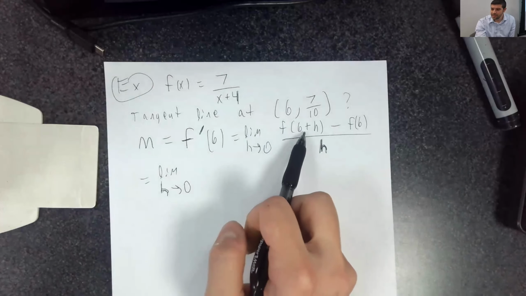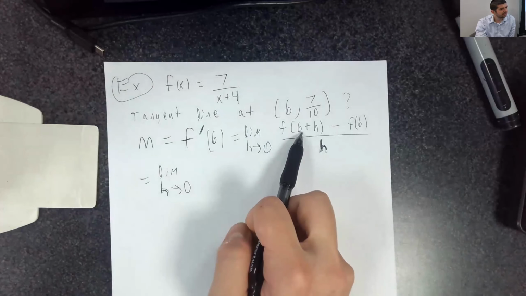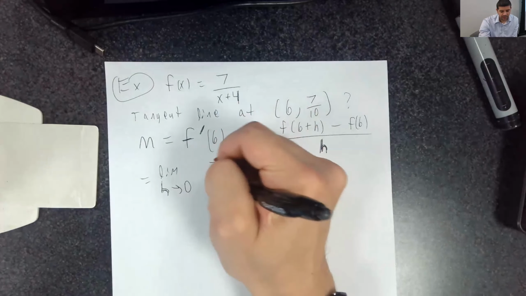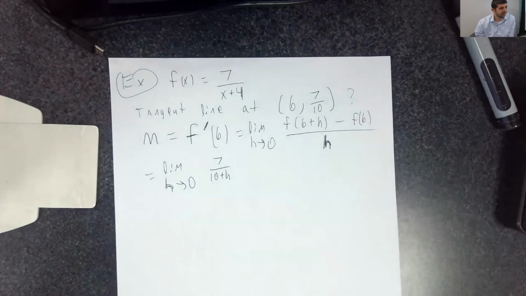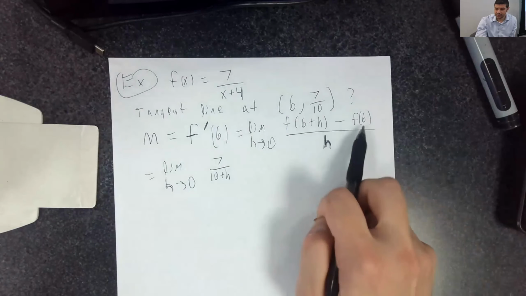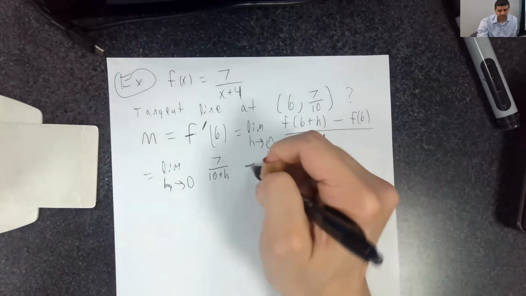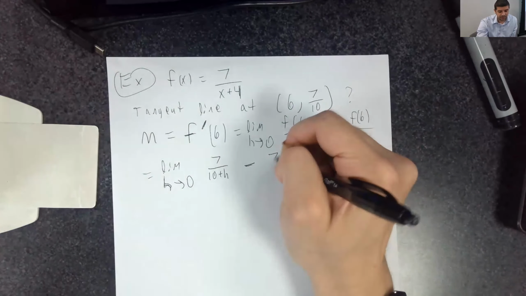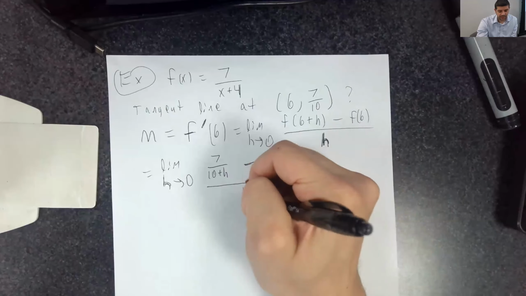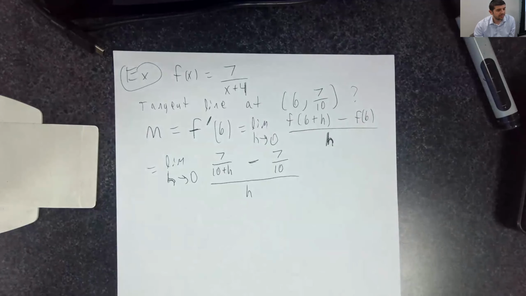Okay, if I plug in 6 plus h, what do I get? 7 over 10 plus h. You want to be able to do that, just basic pre-calc. If I plug in 6 here, what do I get? 7 over 10, divided by h. Like that.